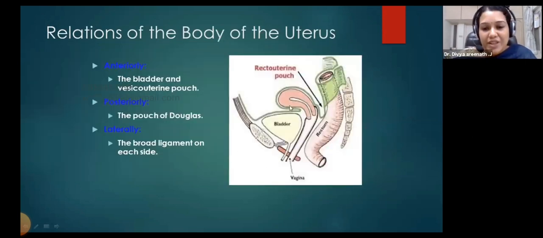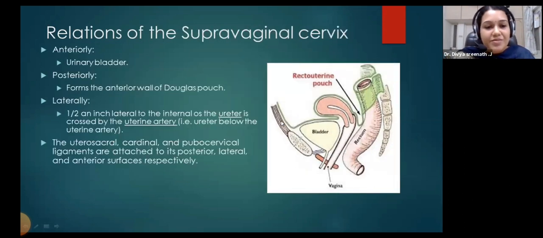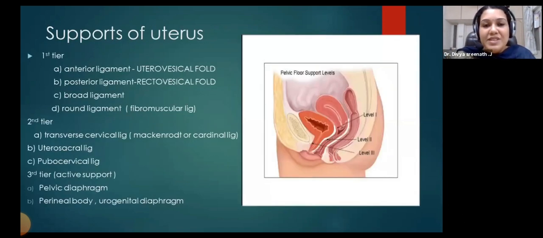So you can also identify the anterior vaginal wall. This uterus is related anteriorly to the bladder and the uterovesical pouch, and posteriorly to the pouch of Douglas, and laterally to the broad ligament. Now we will see the supports of the uterus. This is an important question.